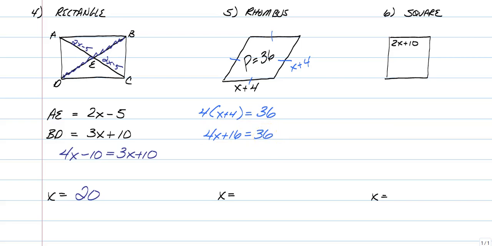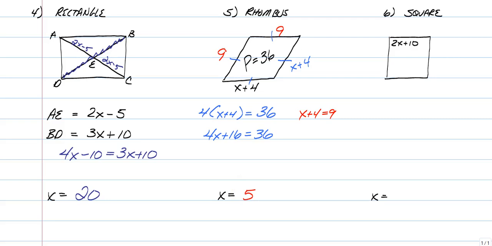The other thing you could do, which is totally up to you, if the perimeter is 36, you know each side is equal to 9, because 36 divided by 4 is just going to give you 9. So you could also do x plus 4 equals 9. It doesn't matter. However you want to do it is fine. You're going to get x is equal to 5 regardless.